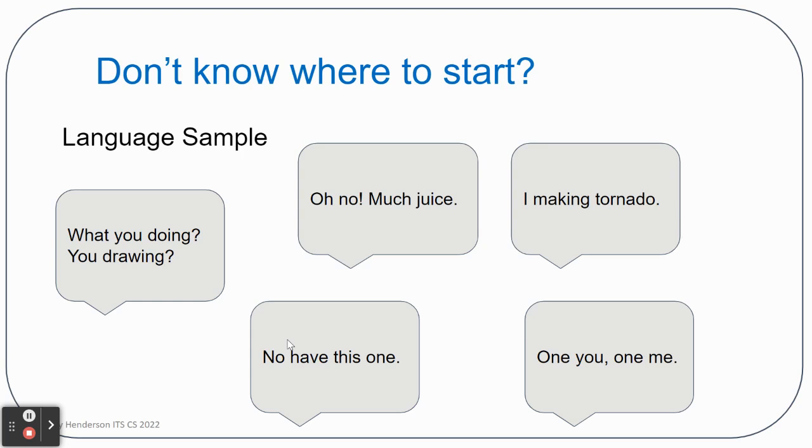But where do we start? We often find children, we know that there's something with their language that's not quite developmentally appropriate, but we don't know where to start. This is an example of a language sample I've taken from a 7-year-old child recently, just noting down different things he said in the classroom in different activities.